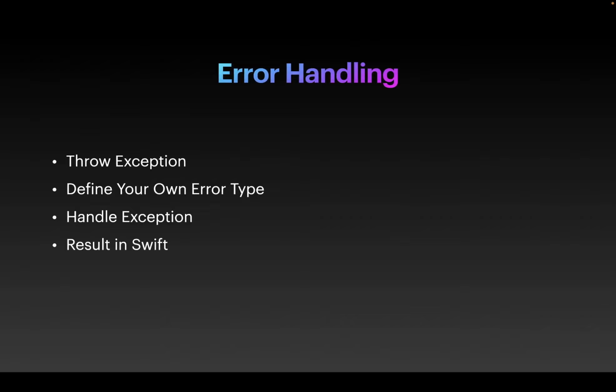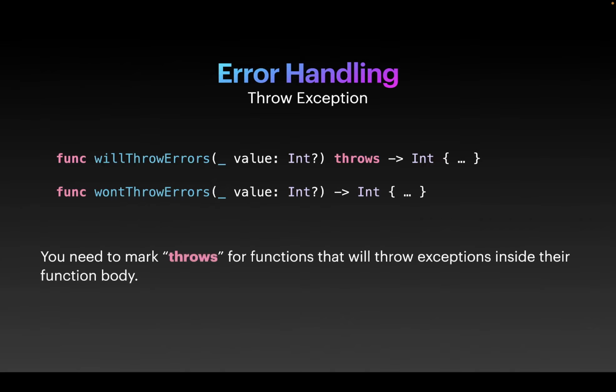Now let's take a look at error handling, and jump to throwing exceptions. How are we supposed to throw an exception? The first thing you need to notice is that if you want to throw in a function, you have to mark the function's signature with the throws keyword. It goes after the parentheses of the parameters, but before the return type.